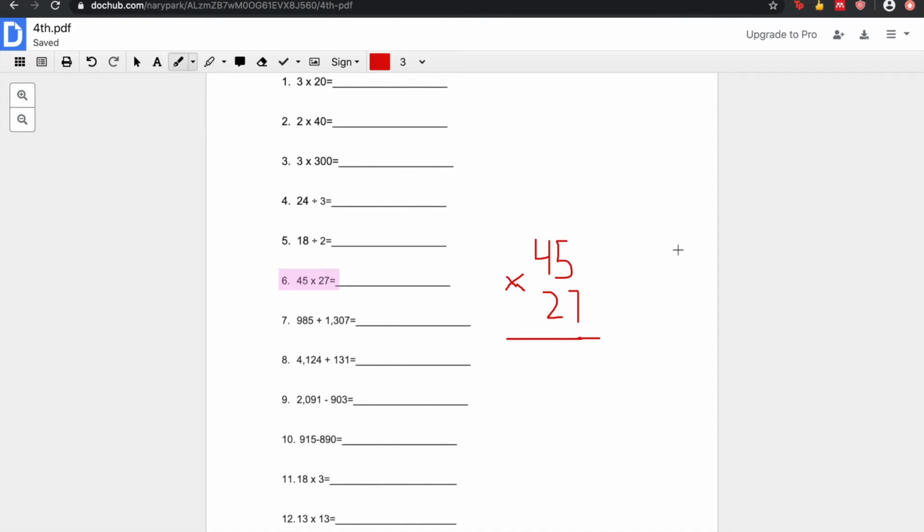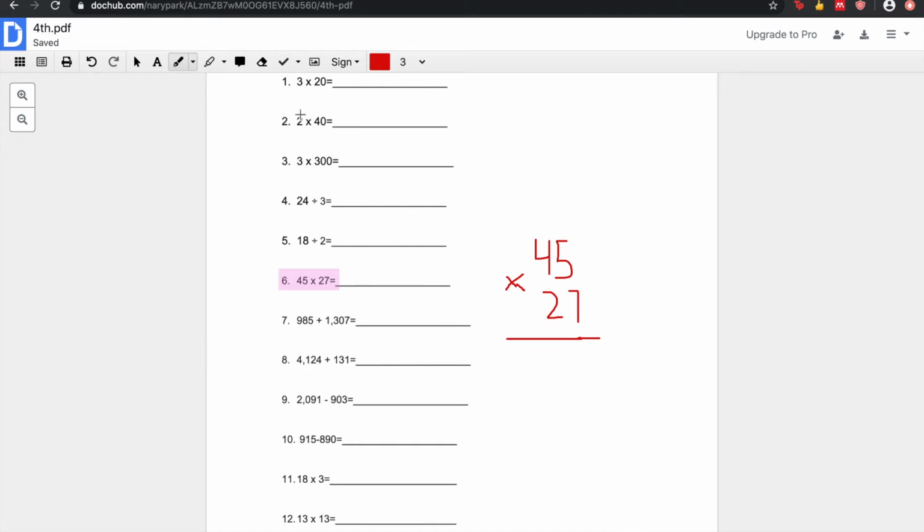So the first one is, when we are multiplying, we go from right to left in the bottom number. This is if there are two numbers with the same number of place values, we go from right to left in the bottom number. So, for example, we can't just do this. We can't just multiply 45 by 27. We have to go from right to left.